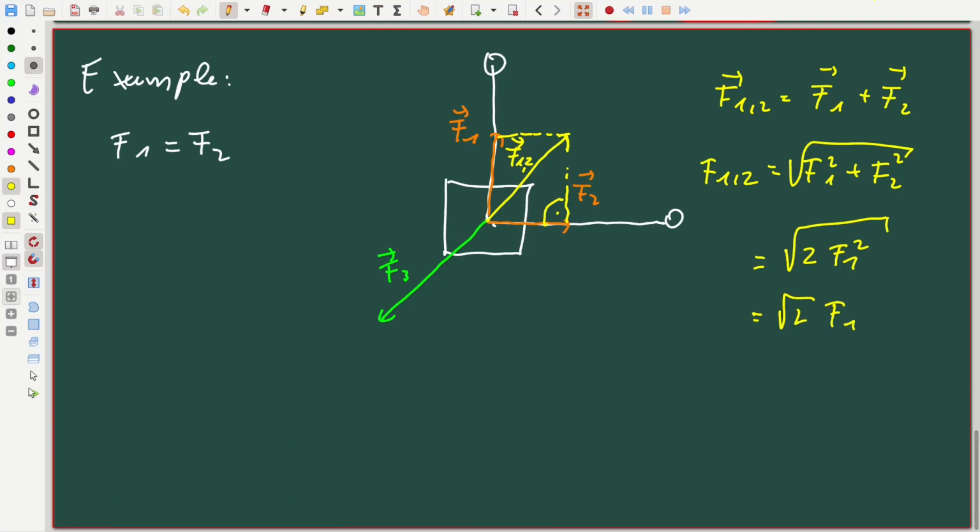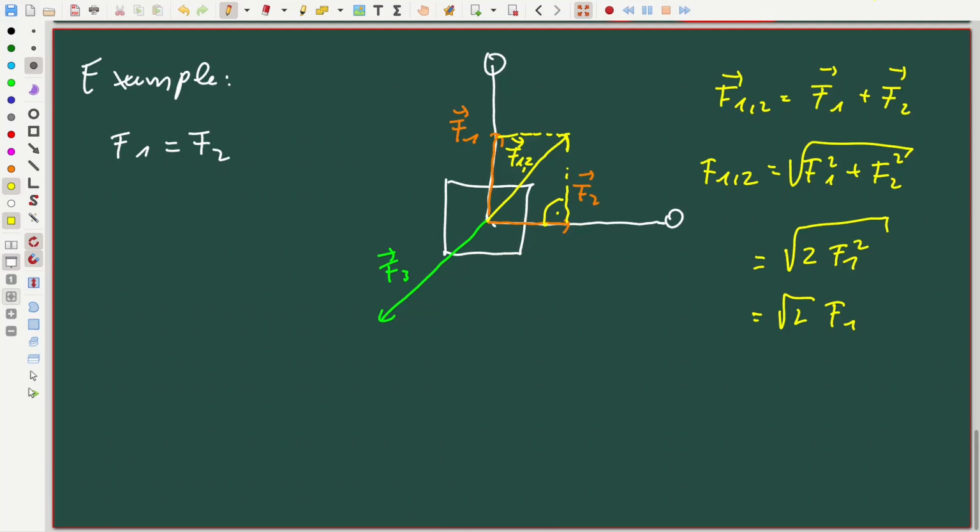And this makes sense. If they were pointing in the same direction, we would have a factor of 2. If they point in opposite directions, they completely compensate each other. The net force will be 0, and they will be balanced, so to say. In this case, they are perpendicular to each other, so we have a factor of square root of 2, which is 1.4 times the individual force.